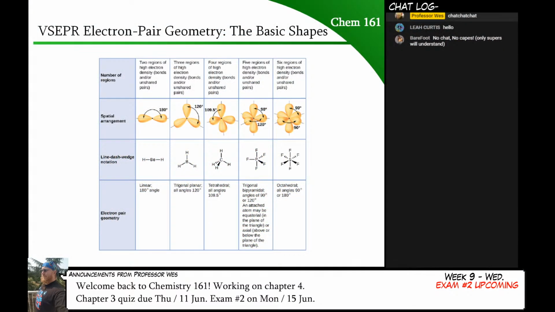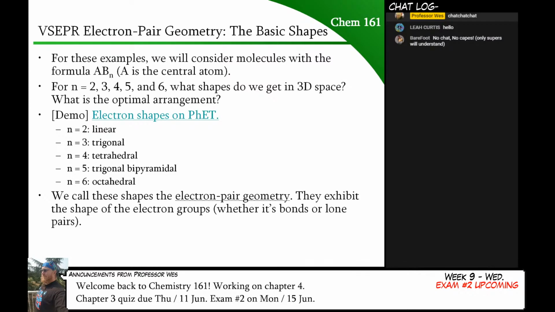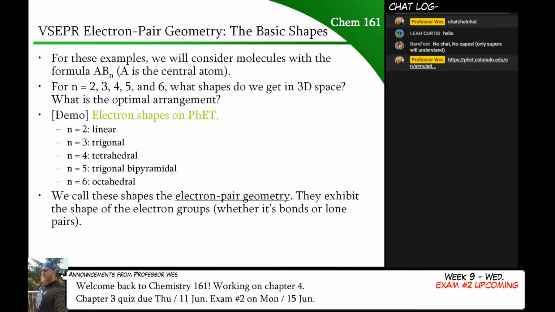All right, where are we? Here's where we were. I gave you these 5 basic shapes yesterday: linear, trigonal planar, tetrahedral, trigonal bipyramidal, and octahedral. The names are on the previous slide here. And I also gave you the PhET link. Let me copy and paste that in here again for you, just in case you didn't see this yesterday. Here is the link to play around with that if you'd like. I just think that that is such a useful resource that I want everybody to have it.